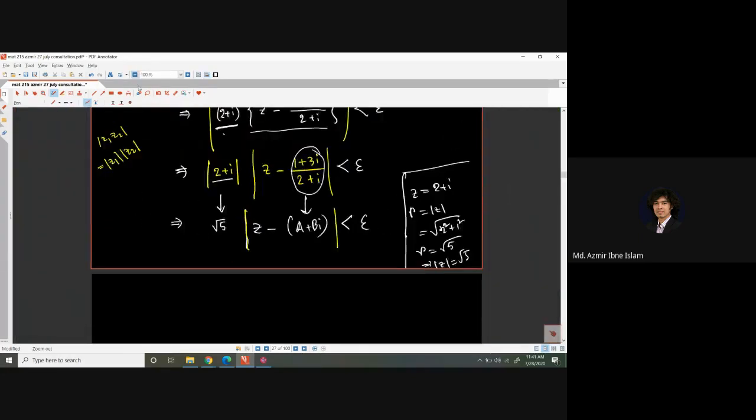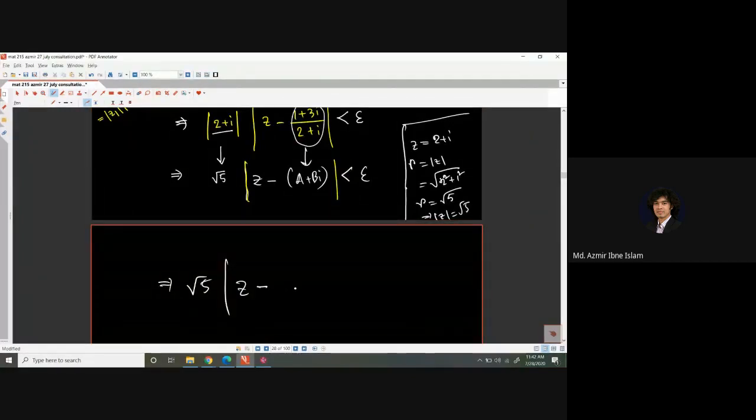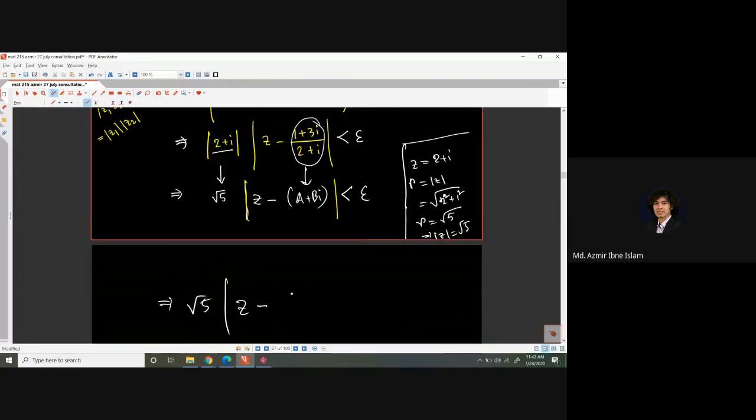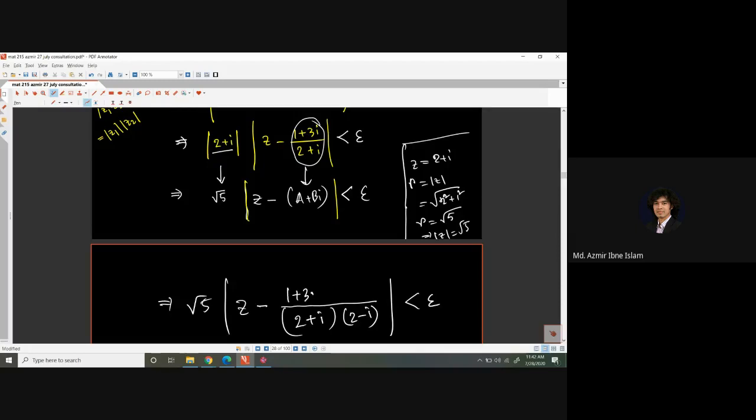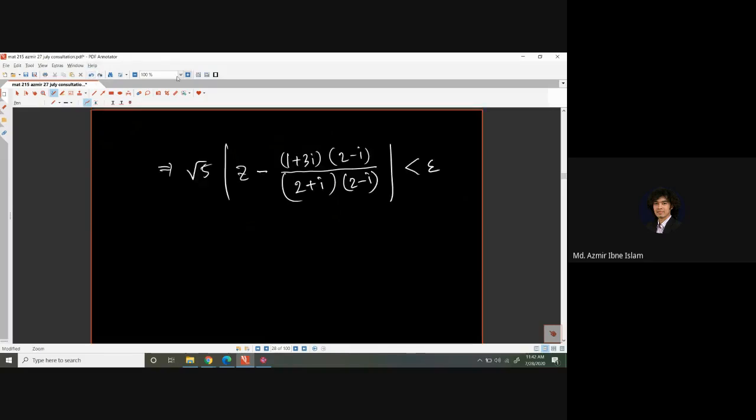So now root over 5, modulus of z minus (1 plus 3i)/(2 plus i) times (2 minus i)/(2 minus i), and on the right side we have less than epsilon. We are multiplying 2 minus i on both numerator and denominator. If we cancel this and this, we get the same thing, so it doesn't affect our previous statement. Okay, so let's continue from this one.